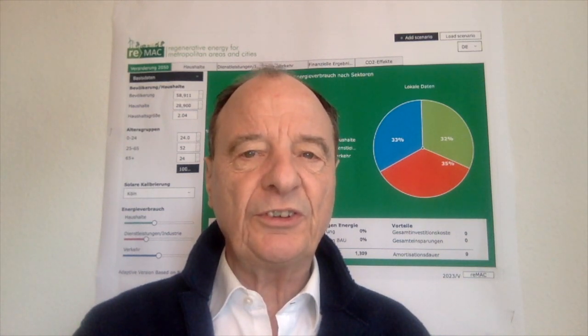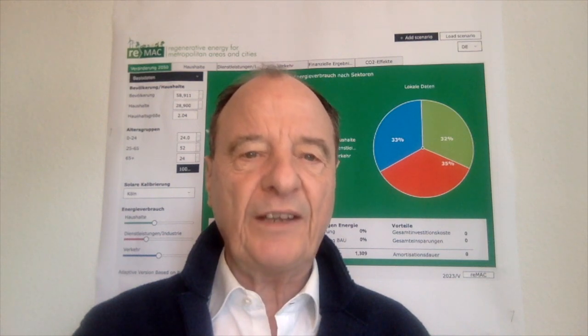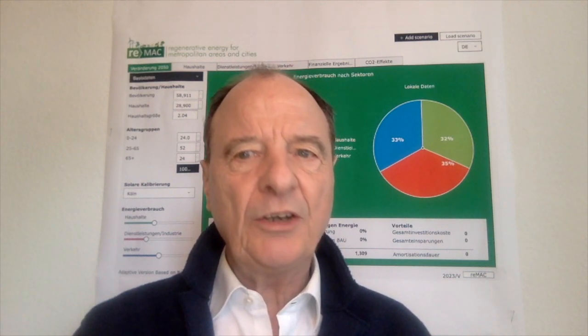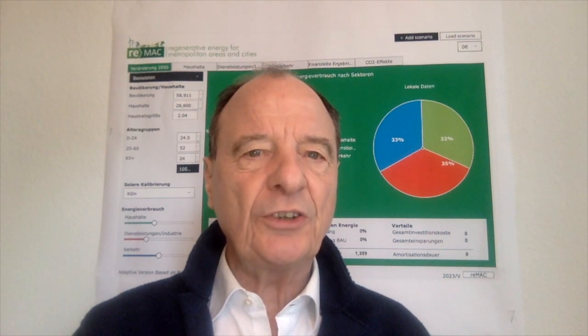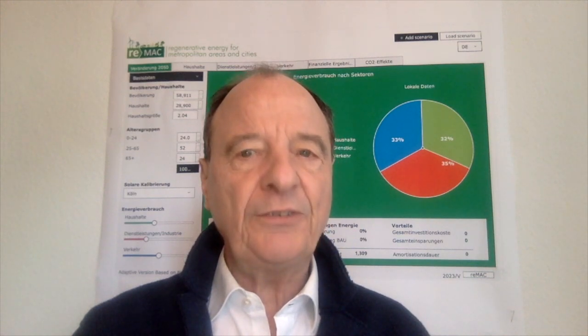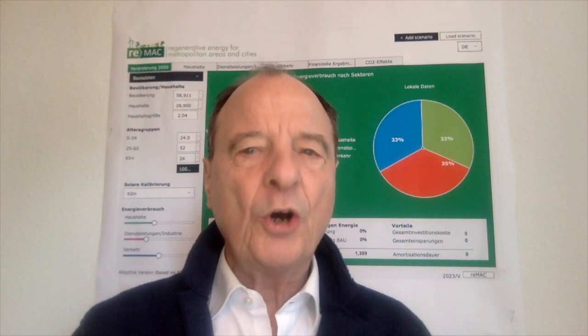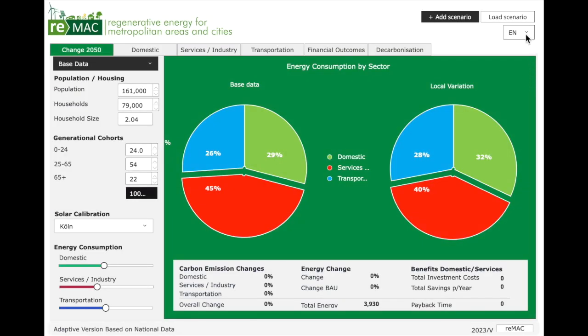Another special feature of reMAC is the local relevance of the program. At the beginning of the workshop, one enters the local population data and the energy consumption mix of the respective city. In the workshop, the calculations of the program are then based on the local data of the respective city. I will show you how reMAC works with a few examples. First, we have to choose the language. reMAC is available in 5 languages: in Italian, French, Spanish, German, and English.